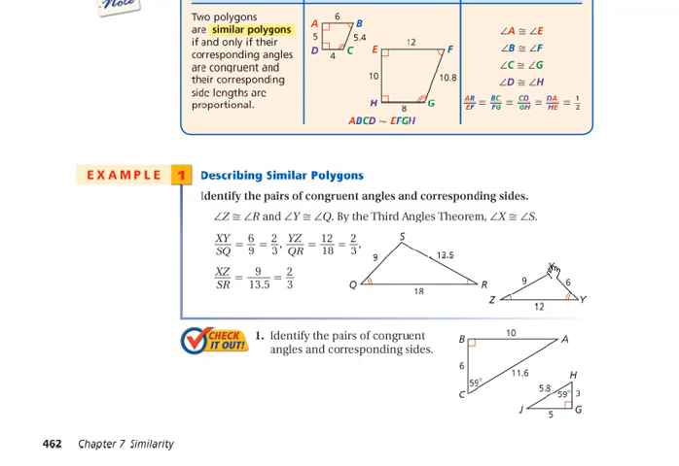For example, XY has a length of 6, and then SQ over here would have a length of 9. So you can see they're proportional. Reducing the fraction would be 2/3. In the same aspect here, we would have YZ is 12 compared to QR down here, which is 18, and then again you can reduce the fraction there as well.